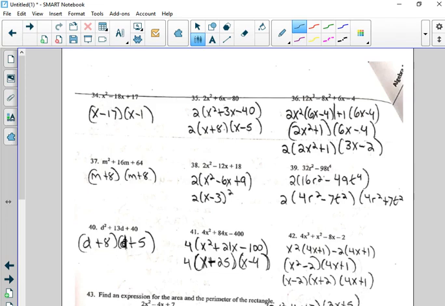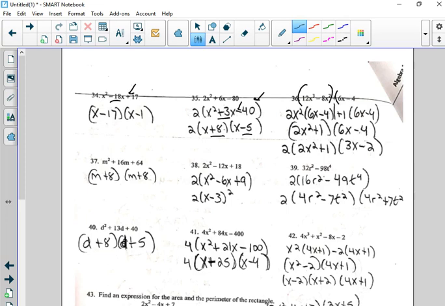Okay, 34, you need two numbers that multiply to 17 that add to negative 18. That's 17 and 1. Negative 17, negative 1. On number 35, make your life easy by first pulling a 2 out. Okay, you factor 2 out. Then you need two numbers that multiply to give you 40 that differ by 3, which means you want the bigger number positive, smaller number negative.